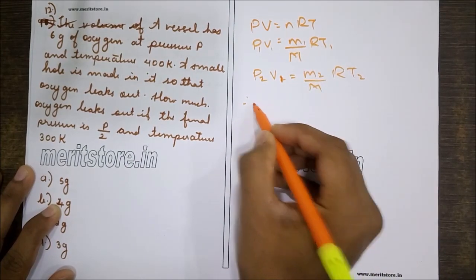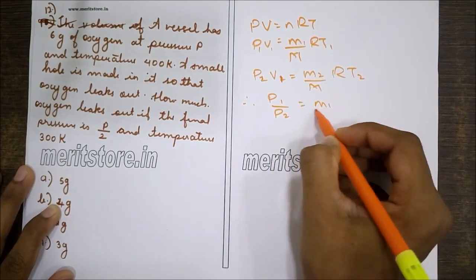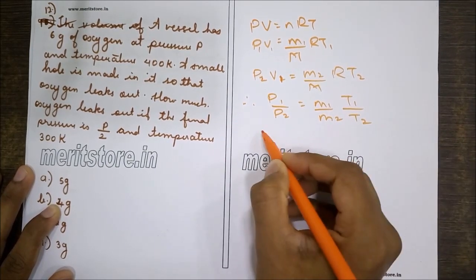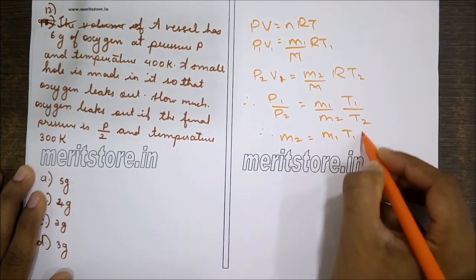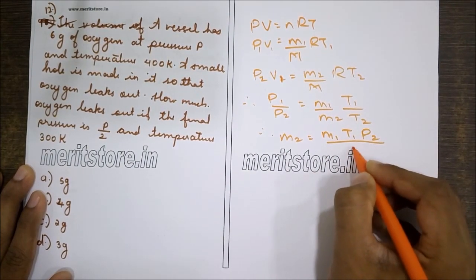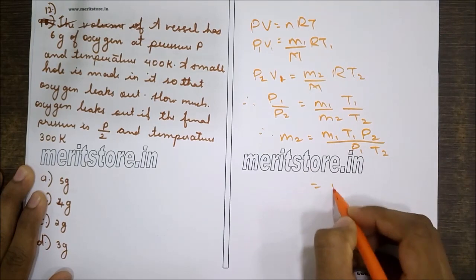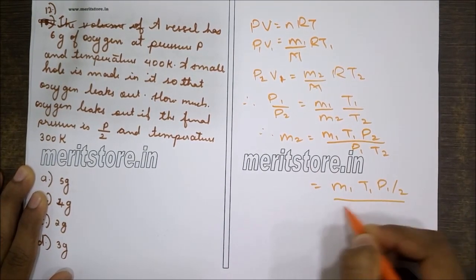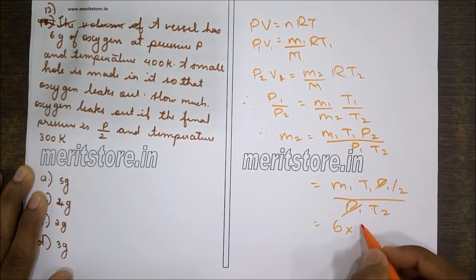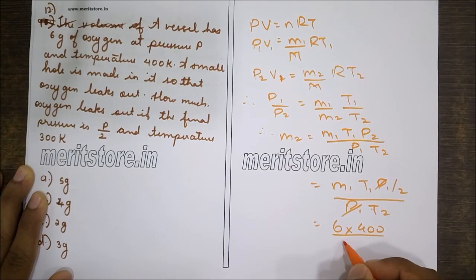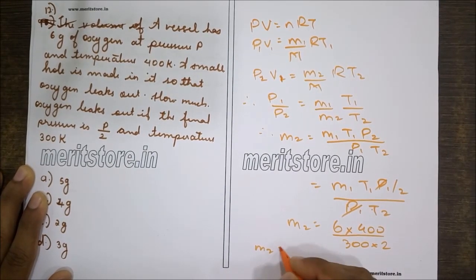Now, dividing these two equations, we get P1 upon P2 is equal to M1 upon M2 times T1 upon T2. Now we need to find the value of M2. So M2 is equal to M1 T1 P2 upon P1 times T2. Now P2 is given as P1 by 2. So M1 T1 P1 by 2 upon P1 times T2. So these get cancelled. M1 is given as 6 grams, T1 is given as 400 Kelvin upon T2, which is 300 Kelvin, and this 2. So the value of M2 comes out to be 4 grams.